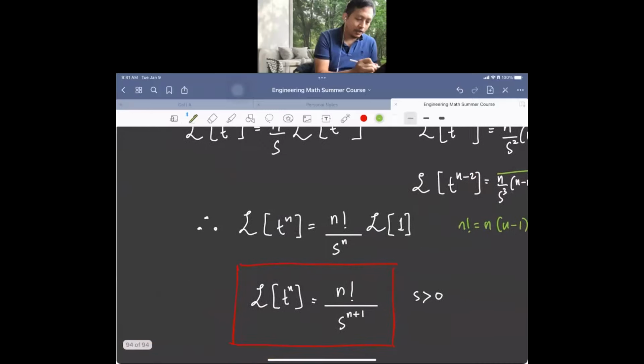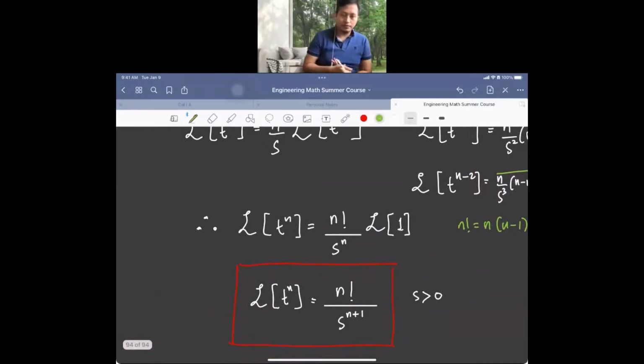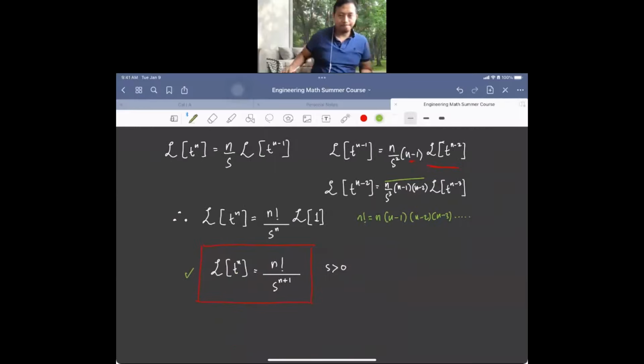We can stop this with just giving the n factorial over s with power of n. And of course, we need to multiply with the Laplace one, okay? Because it still has the Laplace on this side, and we know the Laplace of a constant is just 1 over s. So we can just stop and make this conclusion.